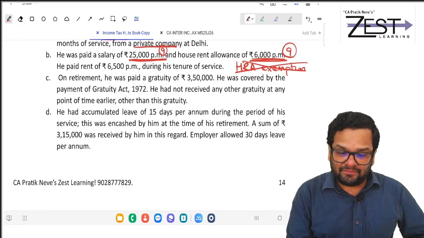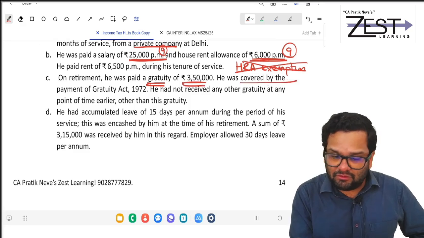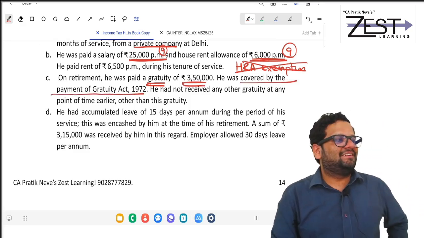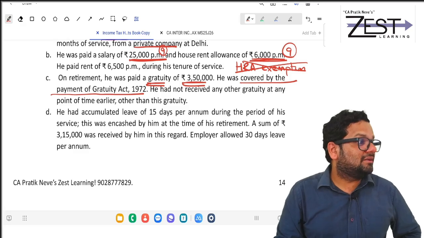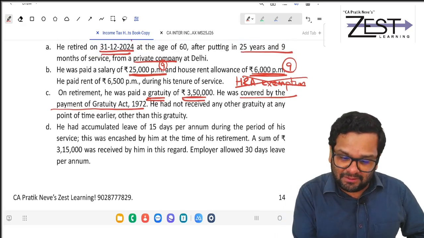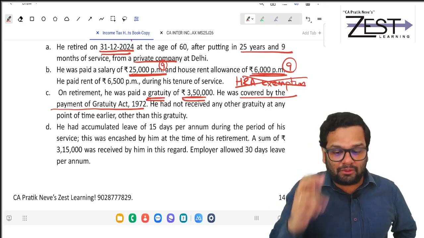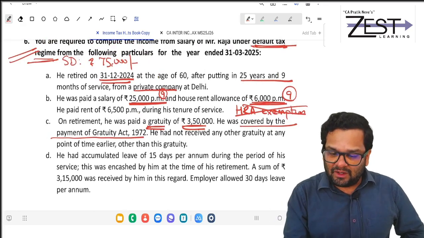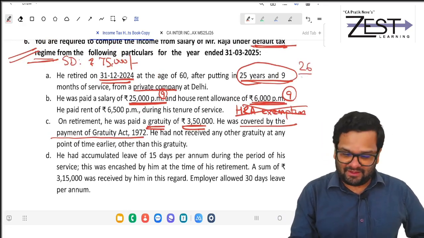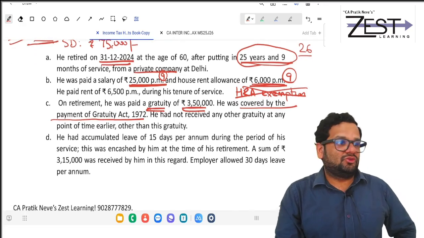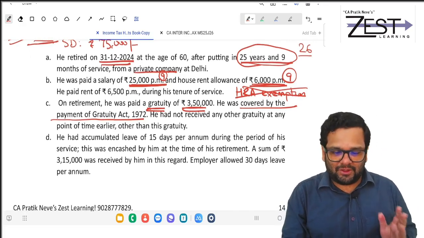On retirement, he was paid gratuity of 3,50,000. He was covered by POGA. So exemption will be half multiplied by last drawn salary. Last drawn salary is visible here, 25,000. 15 by 26 into 25,000 into number of years of service. 25 years and 9 months will be taken as 26 years. So you will easily get the exemption. If I tell you something else, you will directly get the answer only now. So I am not telling you anything else.